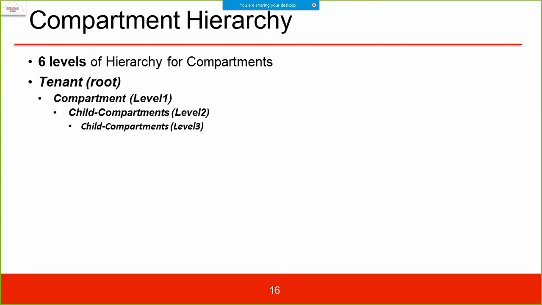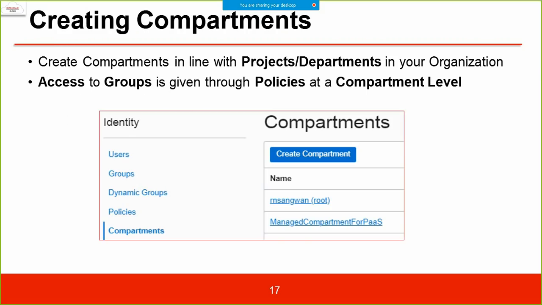And these are the 6 levels of hierarchy for a compartment. The tenant is the root, then we have compartment level 1, then child compartment level 2, child compartment level 3, 4, 5, 6. Creating a compartment, you noticed I created one for you. I hope you recollect the screenshot now. This is what the objective of that quick demo was: to get you aware of the interface.